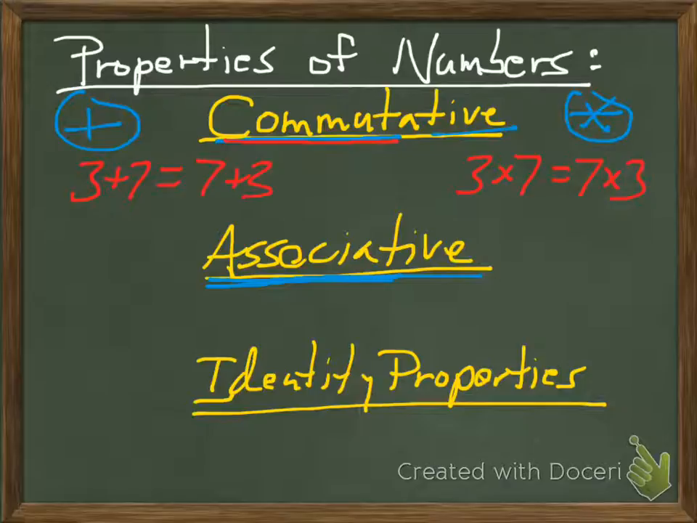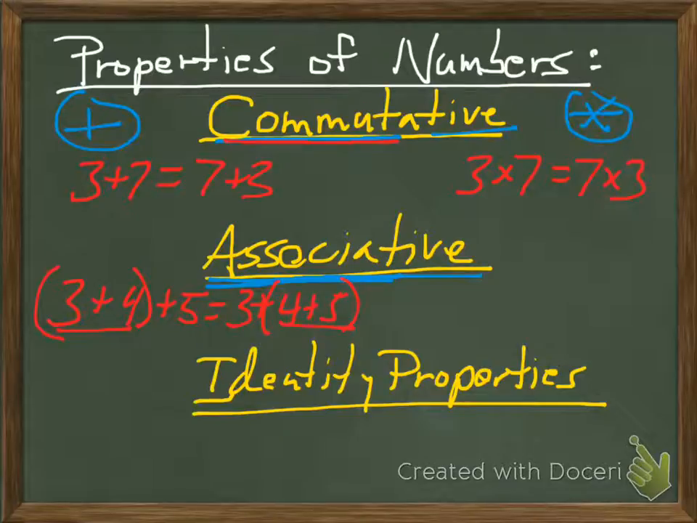Okay, so in this case, let's look at something like 3 plus 4 in parentheses, and then let's add 5. Well, what the associative property says is that if we leave the 3 out and instead we group the 4 and the 5 inside parentheses, it doesn't matter how we change the grouping. It's the same three numbers added up eventually, and so we're going to get the same sum.